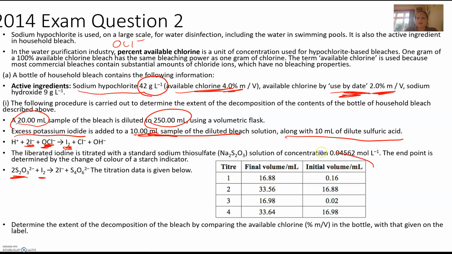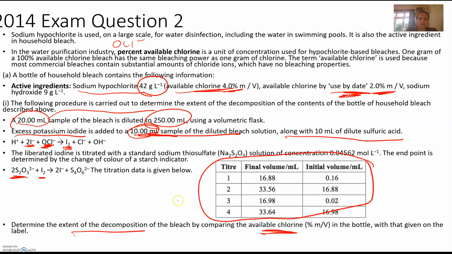So we use the iodine, react it with thiosulfate. Okay, here are the thiosulfate results. And the question is, determine the extent of decomposition of the bleach by comparing the available chlorine in the bottle with that on the label. Okay, team, so we're just going to go through. The key thing here is don't get fooled. They try to give you different values here. So 20 mils is diluted to 250. That's the dilution factor. But the actual sample we're analysing is 10 mils.